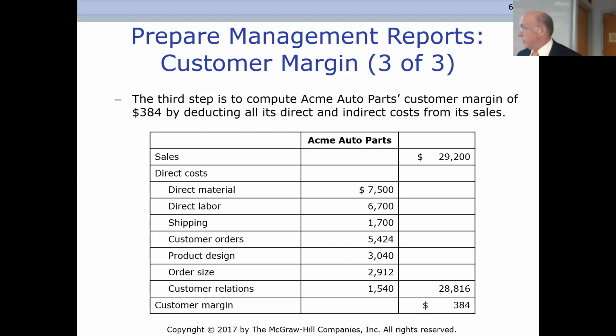It's profitable because 384 is a positive number, but you don't have much of a margin there, right? If something happens to increase those costs, if you can't pass it on in the form of higher prices, that customer could be a loser. So it's not a great customer, but if you had a whole bunch of customers where you made 1.5%, that'd be okay.